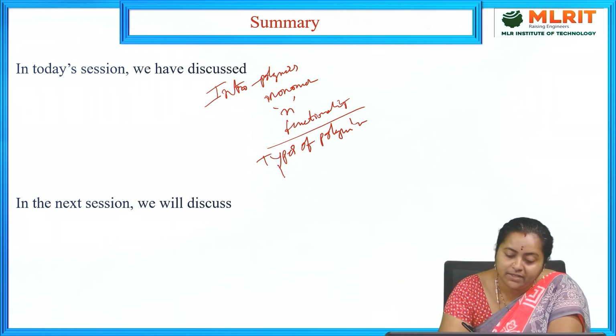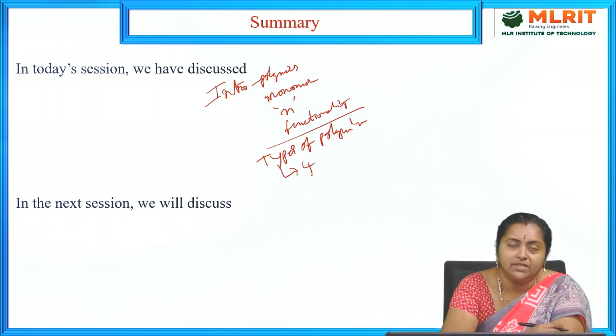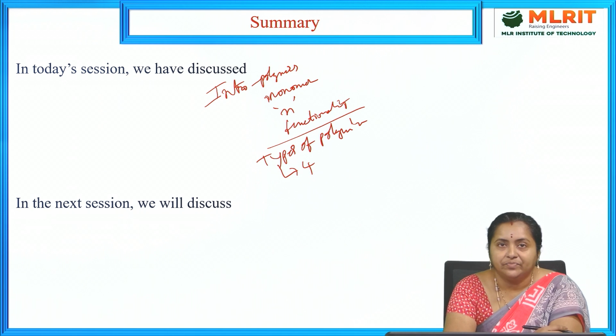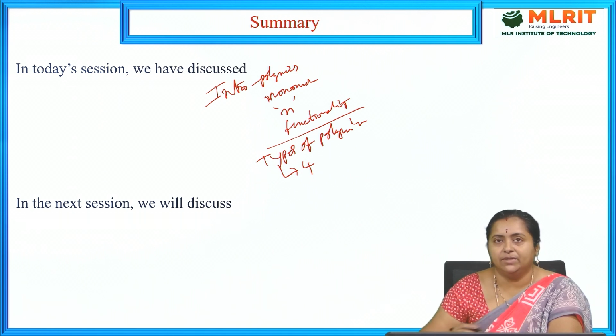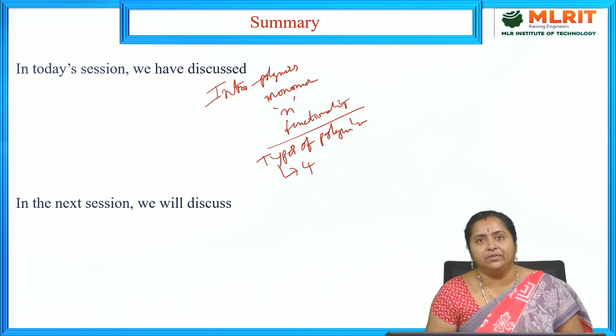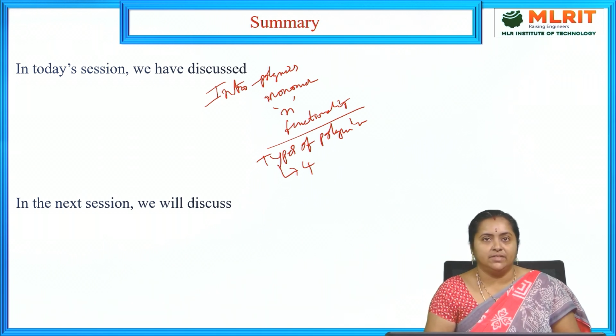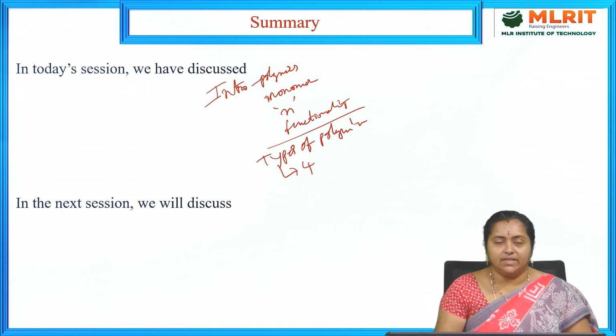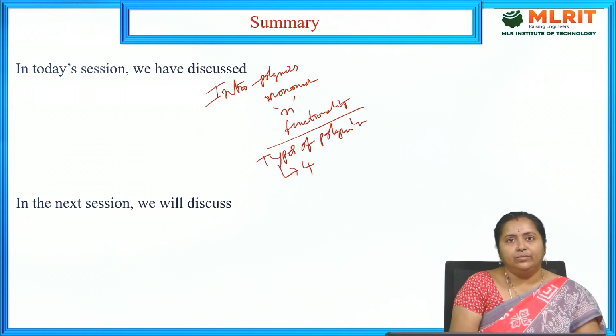How many types are there? 4 different types of polymerization reactions are there: addition, condensation, copolymerization, and coordination polymerization. In that, I just gave the introduction for addition and condensation polymerization reactions with 1 or 2 examples for each type. In the next session, we are going to study the mechanism part of addition polymerization reaction, and later other examples for condensation polymerization reaction.